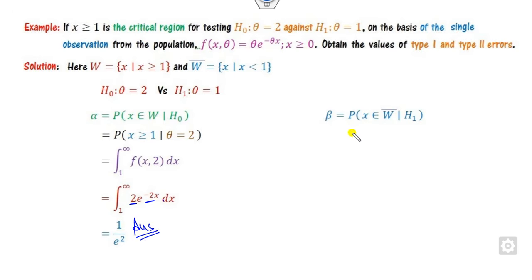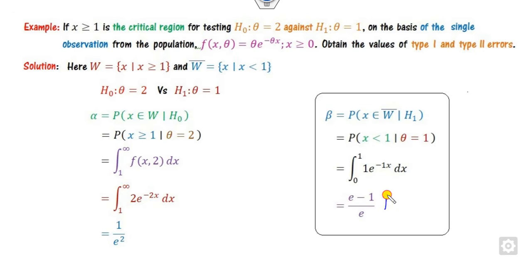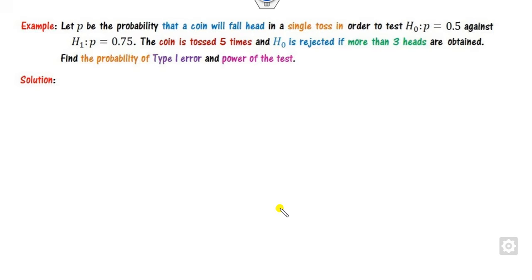Similarly, when x belongs to the W complement, that is x is less than 1, but x is greater than or equal to 0, it means you have to integrate from 0 to 1. What is the value of this when theta is 1? It is 1 e raised to the power minus 1x. Now once you integrate them, you will get the required answer. Again, if you want to calculate the power of the test, then the power of the test is nothing but 1 minus beta. So if you solve them, you will get the answer as 1 by e.